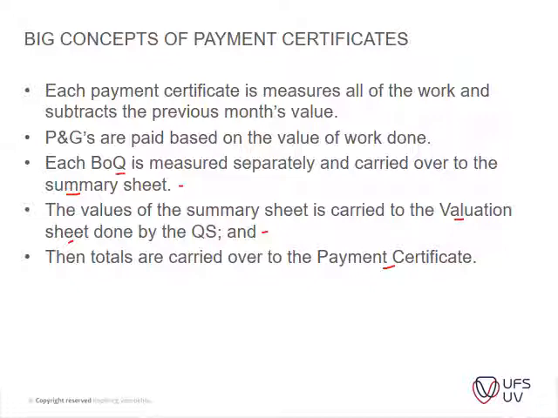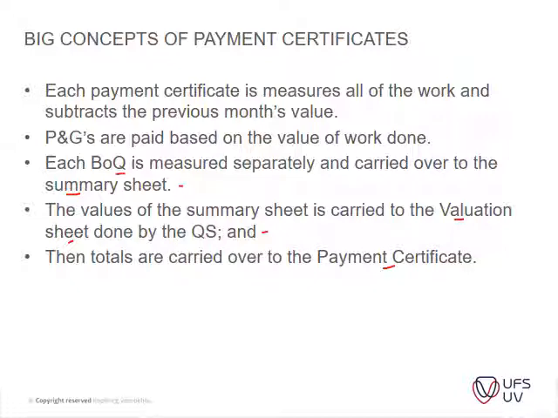The valuation and the payment certificate is exactly the same, so there's no difference. It's just a signature. So the valuation sheet is just a proposal by the QS, and then you've got the actual payment certificate, and this is based on the JBCC contract. As principal agent you will sign. So this is what we're going to look at.